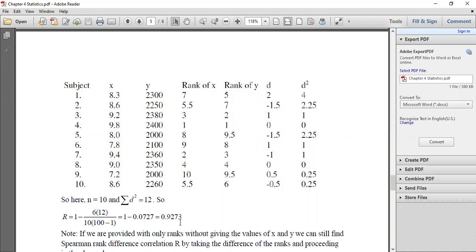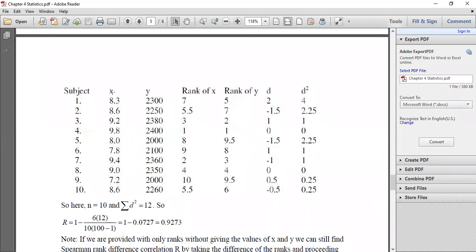It is almost close to 1. So it means it is a strong correlation. It is a strong, so this value here, it is a strong positive correlation. So what does that mean? It means, so as X increases, Y increases.